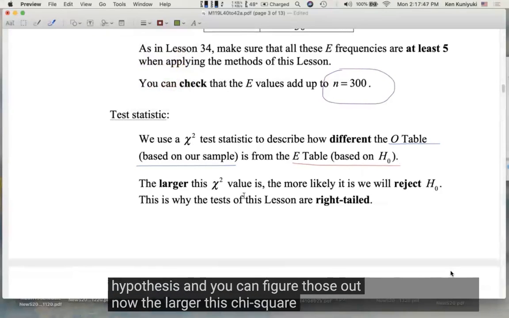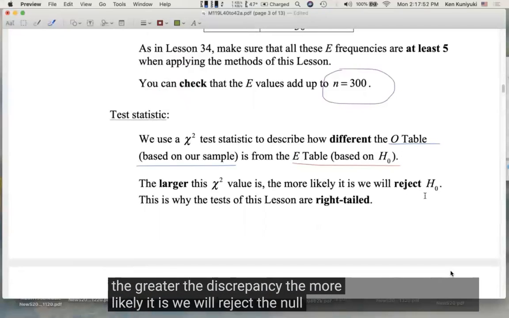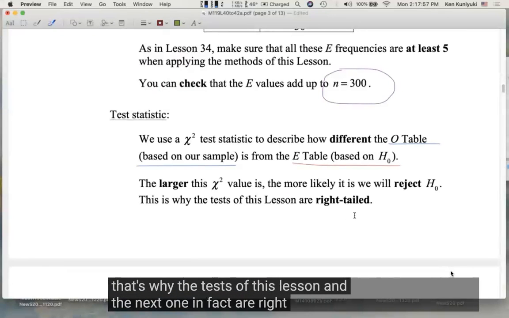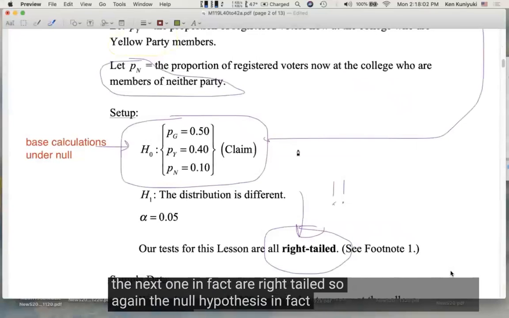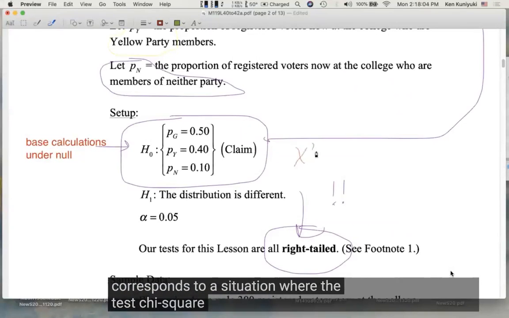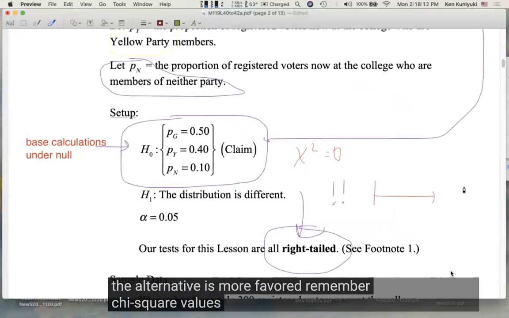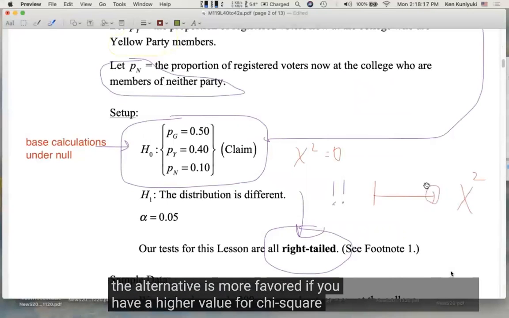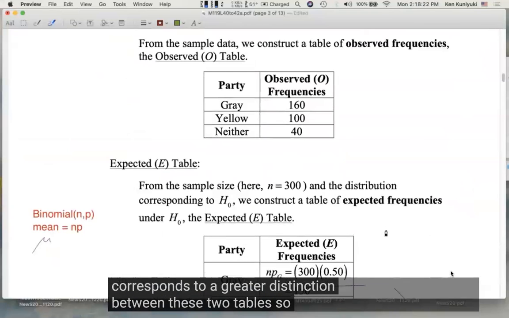Now, the larger this chi-square value is, the greater the discrepancy, the more likely it is we will reject the null. And that's why the tests of this lesson and the next one, in fact, are right-tailed. So again, the null hypothesis, in fact, corresponds to a situation where the test chi-square is 0. The alternative is more favored. Remember, chi-square values are never negative. The alternative is more favored if you have a higher value for chi-square, which corresponds to a greater distinction between these two tables.